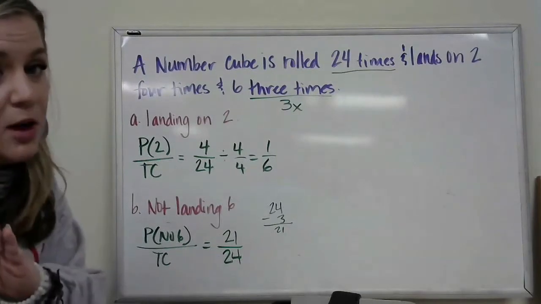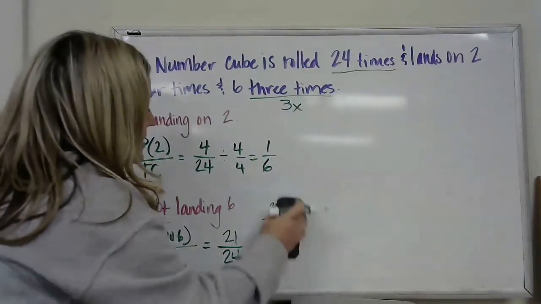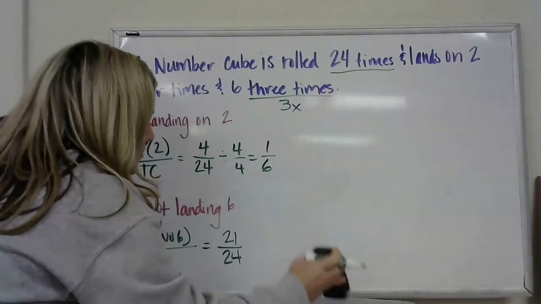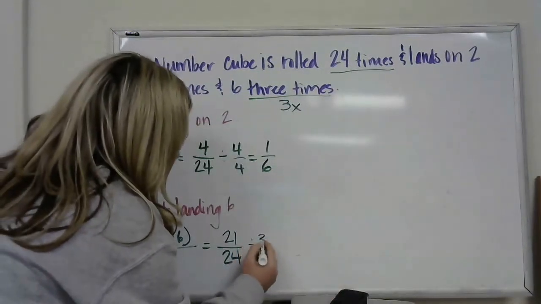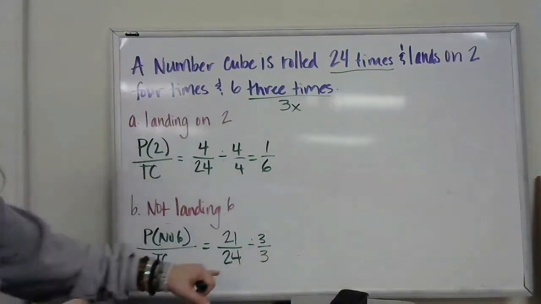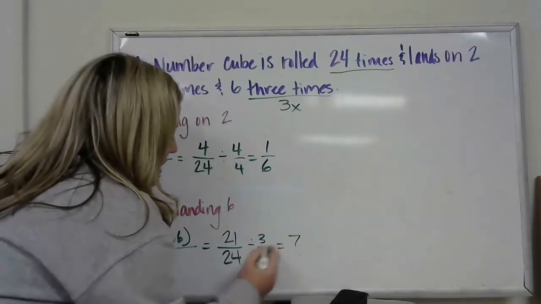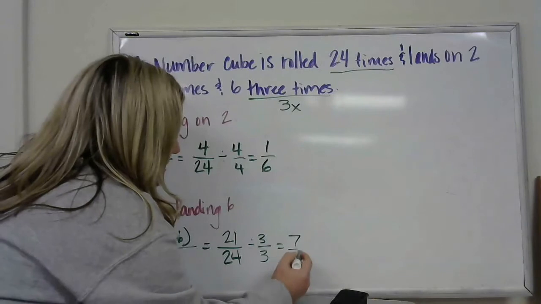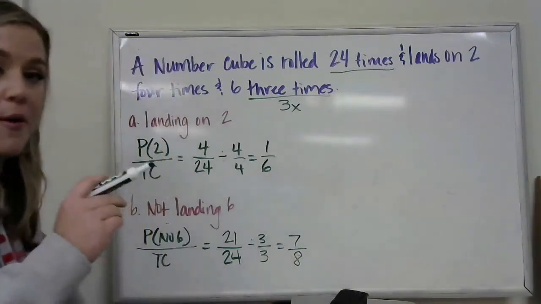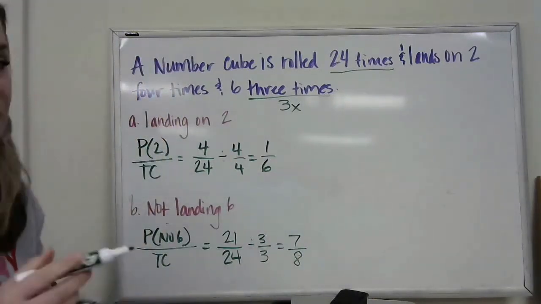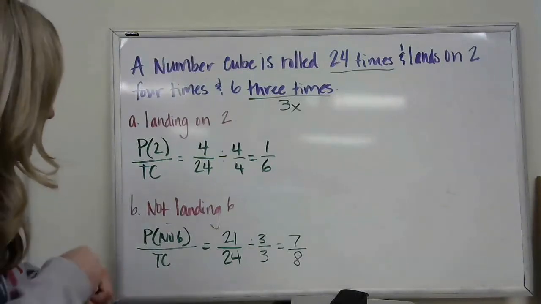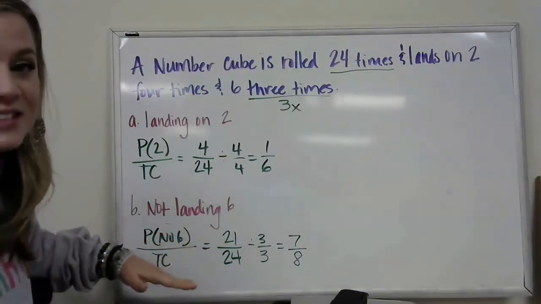Now, that can get smaller too, because we can simplify by 3. 3 will go into 21, and it will go into 24. 21 divided by 3 is 7, and 24 divided by 3 is 8. So 7 out of 8 rolls, it did not land on 6.